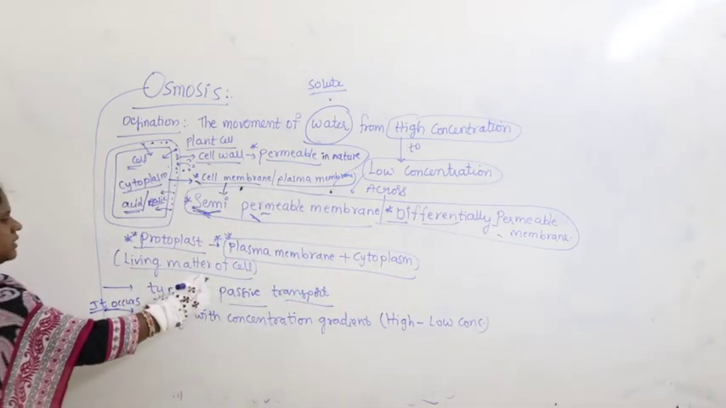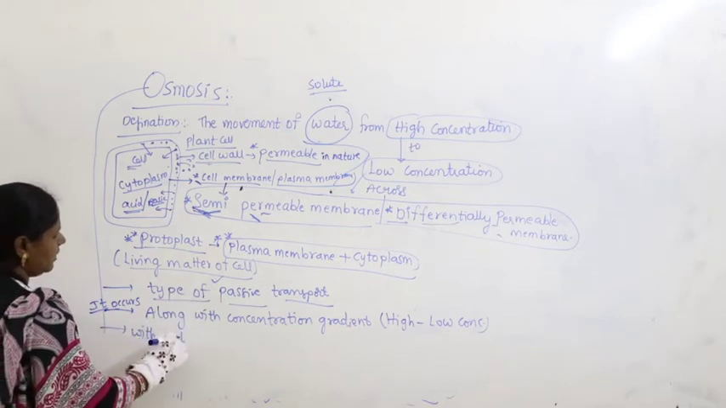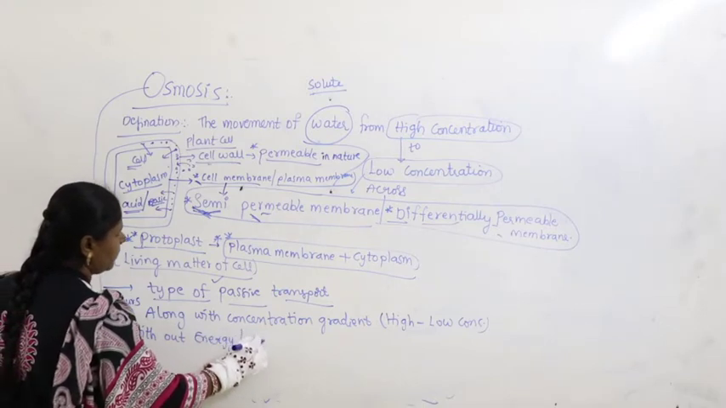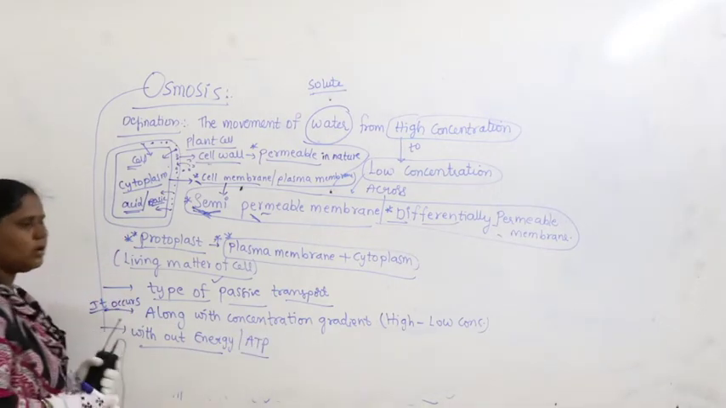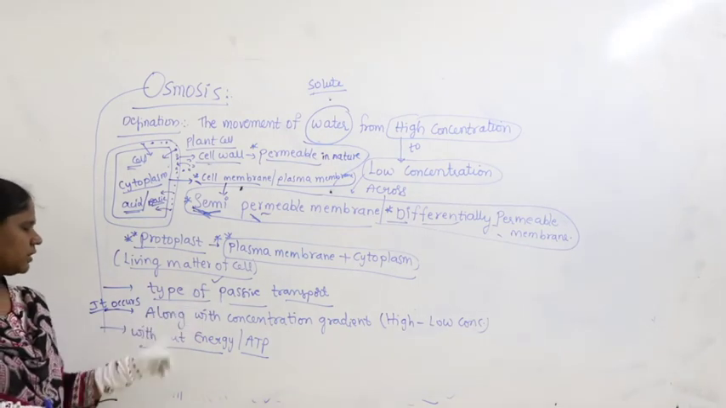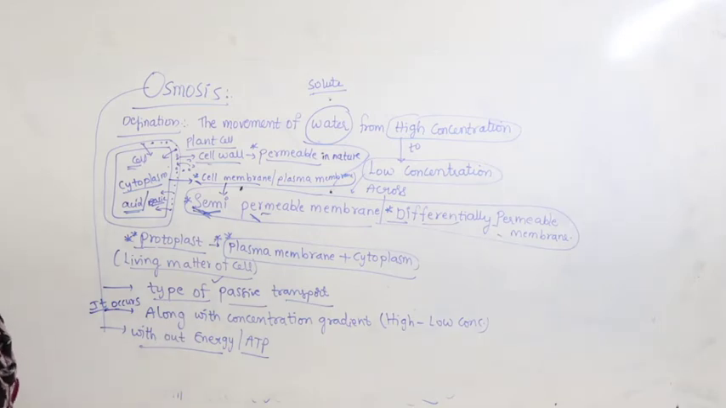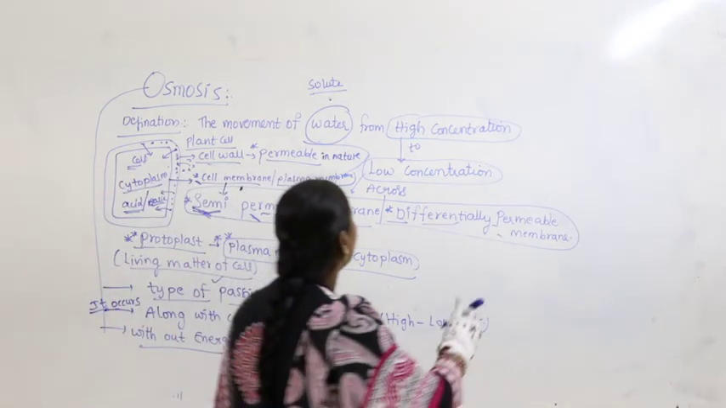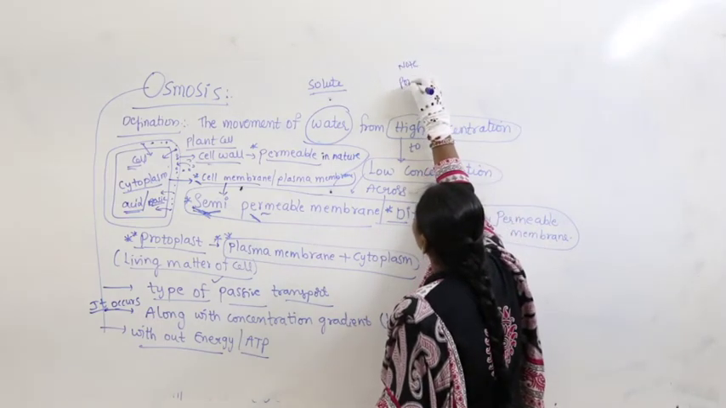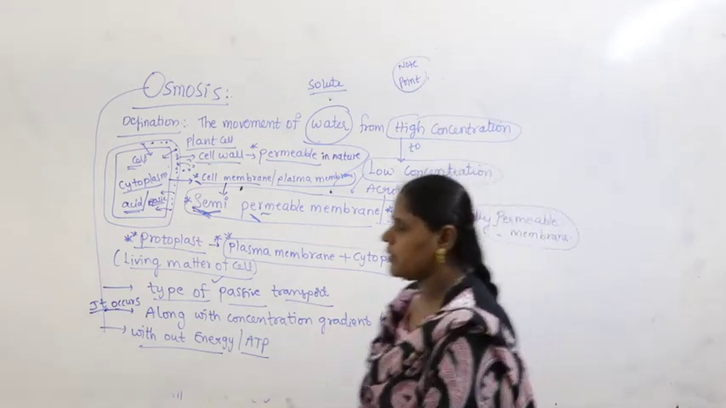And this is passive transport, no? So what do you say? Without energy or ATP. So it's a passive transport along with the concentration gradient without energy or ATP. Then apart from this, if you look at osmosis, there is a very important note point you should write down. So what is the note point which we can write here?